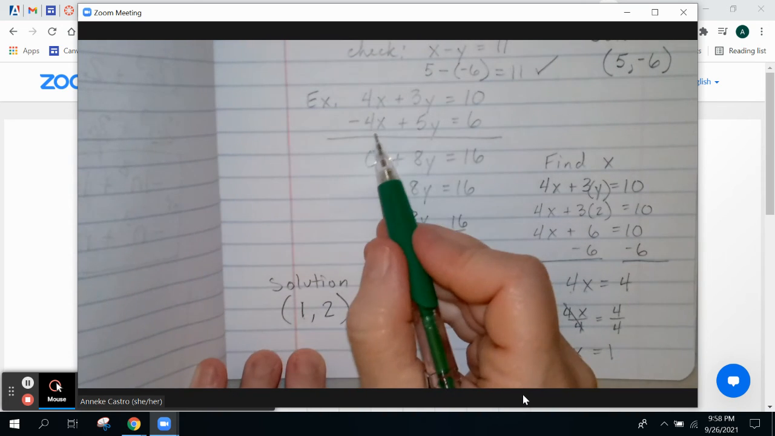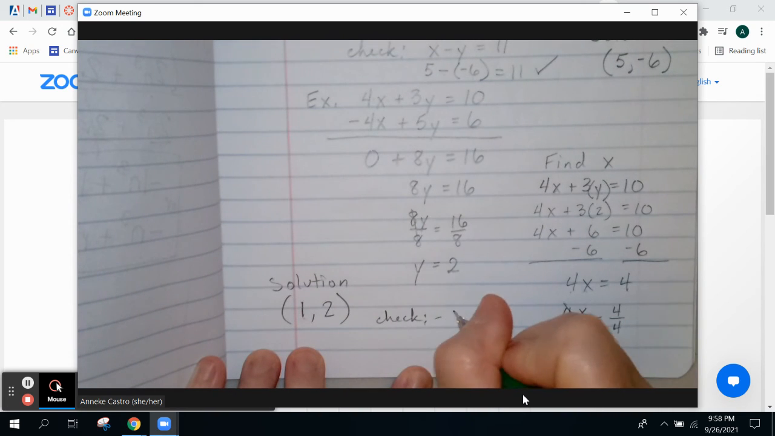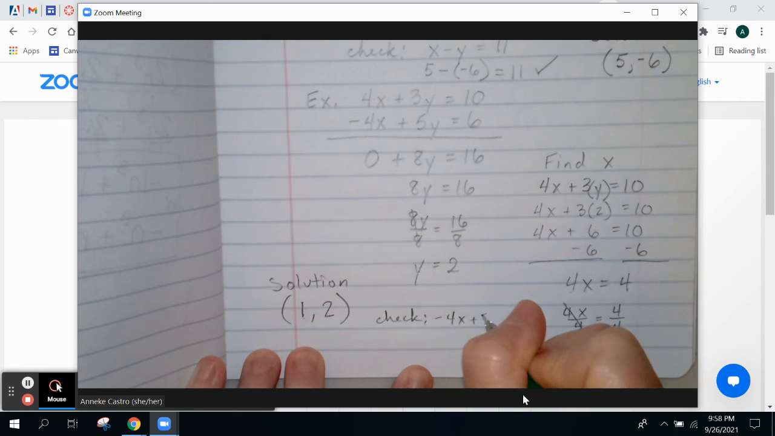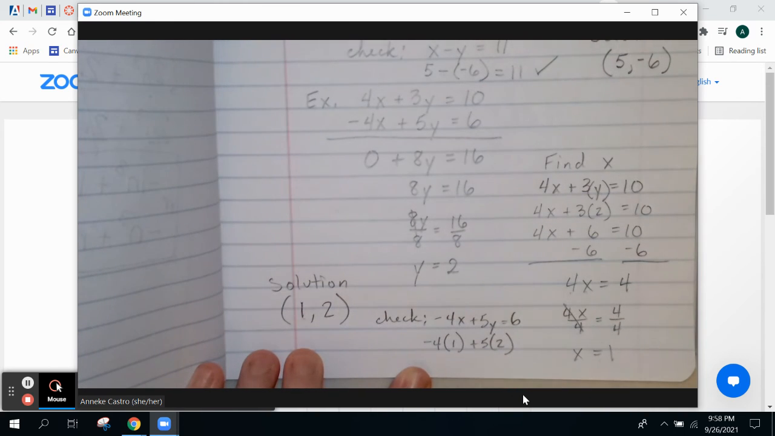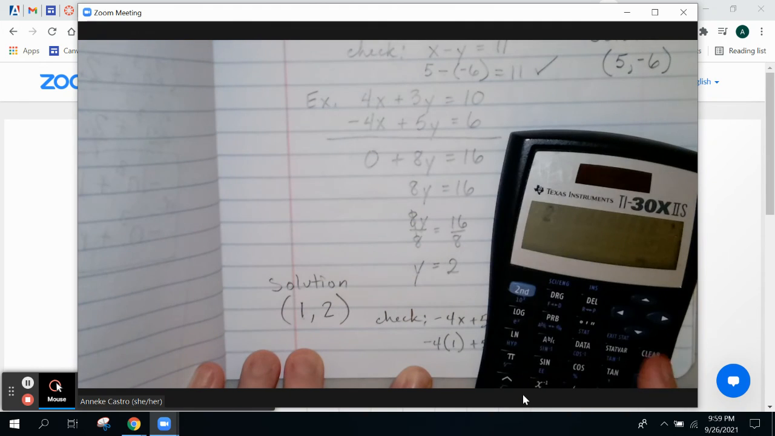Okay, and I can also do my check, make sure it really works. So I'm going to check it in the other equation. Negative 4x plus 5y equals 6. And I'm going to substitute in my numbers for x and y. So negative 4 times 1 plus 5 times 2. Does that equal 6?